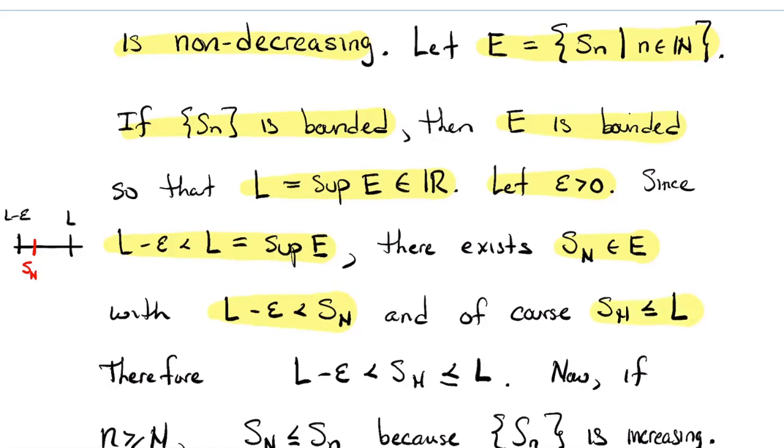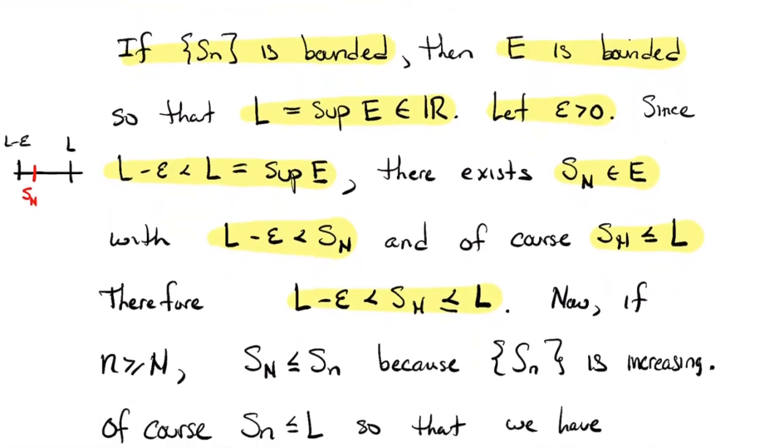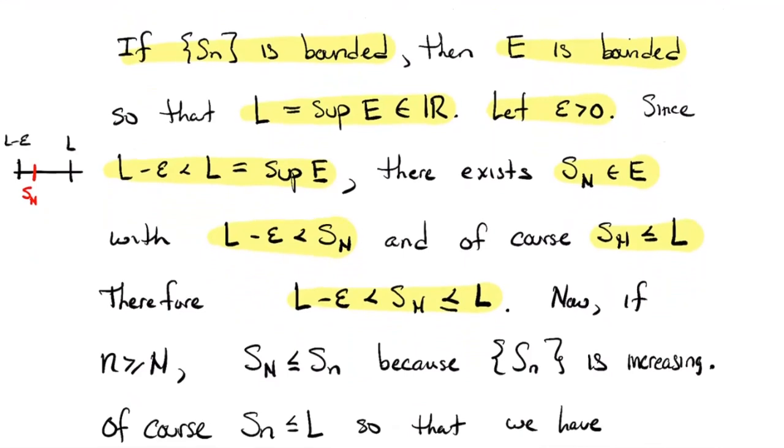That sequence term is no more than L. L is greater than or equal to all these sequence terms. So as I've drawn in my picture, that sequence term, S sub capital N, lives between L minus epsilon and L. It could possibly equal L, but it has to be strictly bigger than L minus epsilon. Nice. Well, now I'm going to use the non-decreasing part.